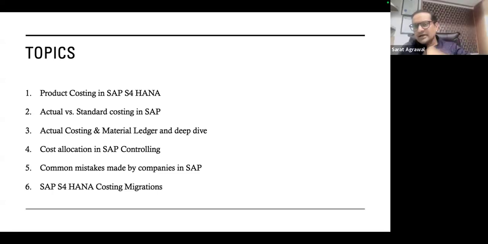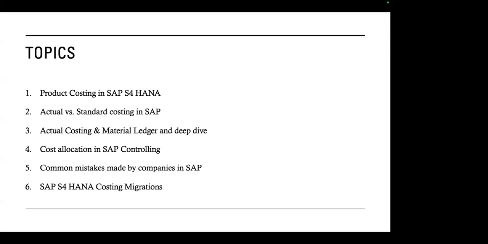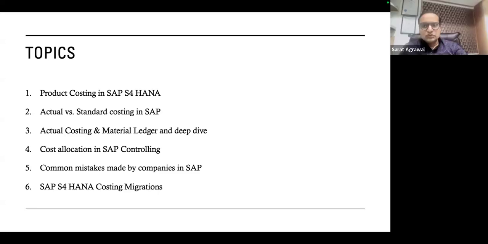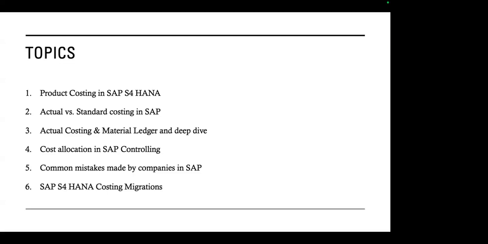Secondary and primary cost elements are also there, but in ECC we used to create secondary cost elements separately in KA01, but now in HANA everything is under FS00. Yeah, that's true. And this is the one.